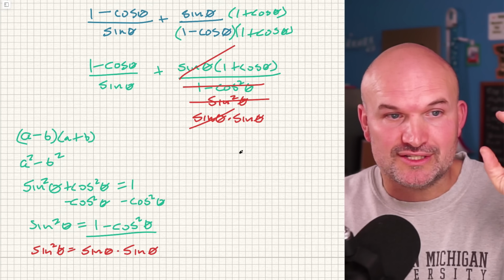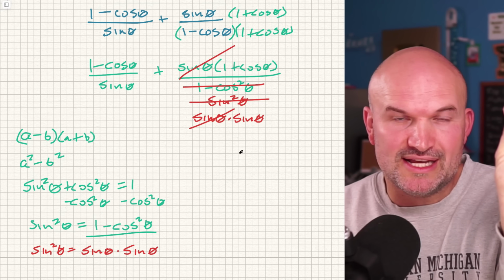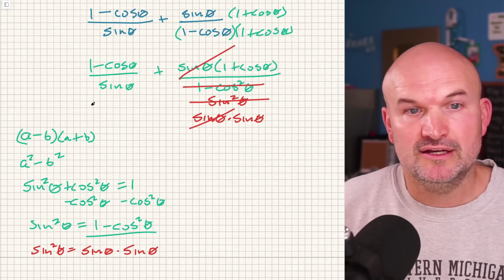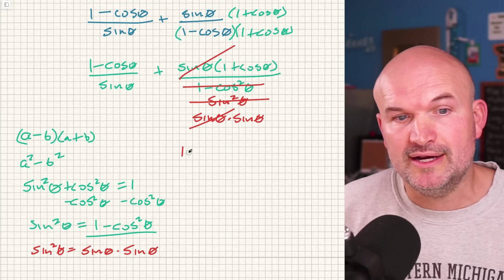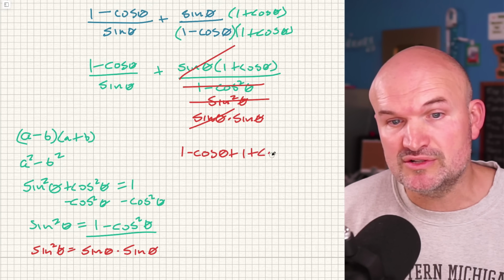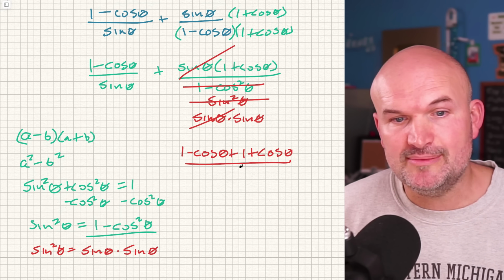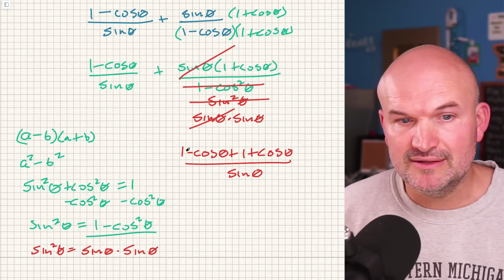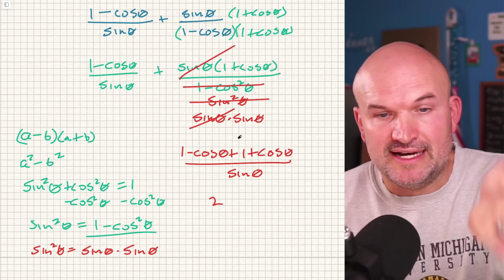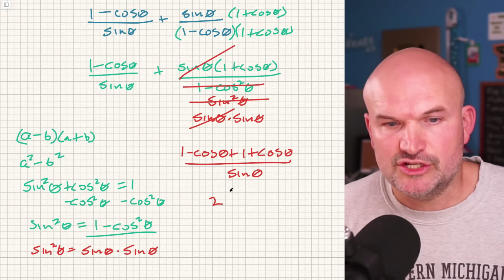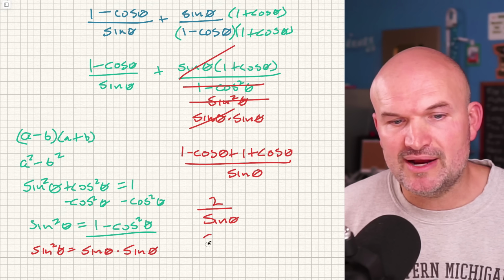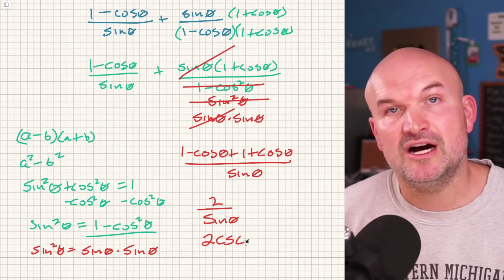Now I have two fractions. One is 1 minus cosine of theta divided by sine, and the other one is 1 plus cosine of theta divided by sine. When I combine those, I get 1 minus a cosine of theta plus 1 plus a cosine of theta, all over a sine. Obviously 1 plus 1 is going to be a 2. And then negative cosine of theta plus positive cosine of theta is just going to go to 0. So I'm left with 2 over a sine of theta, which I can rewrite as 2 cosecant of theta.